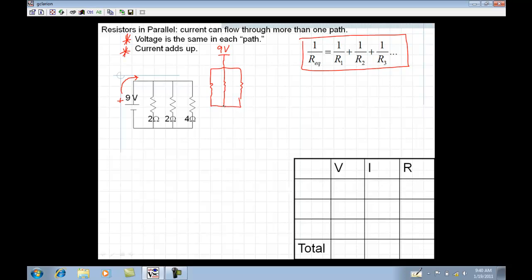Okay, the length of the wires really doesn't matter. And when it gets down to here again, I'm going to be at 0 volts. Okay, so I'm going to label each of these. That's going to be my 2 ohm resistor there, another 2 ohm resistor, and my 4 ohm resistor.